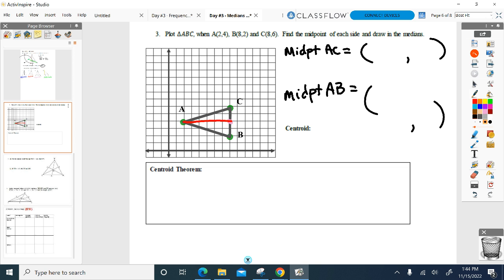All right, midpoint of AC. Anybody from any of the groups? AC, what do we got? 5, 5. Everyone graph it for me. 1, 2, 3, 4, 5. And draw in the median coming from B with a straight edge.